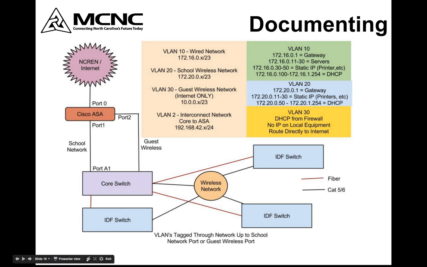When we assign a VLAN, you'll notice here VLAN 10 is 172.16.0.1 is the gateway. That IP address is on our core switch. VLAN 20, 172.20.0.1 is on our core switch as well. So that switch has two different IP addresses. That's perfectly fine. They're on different VLANs. Now here, you'll notice that we're doing a /23 for our wired network as well as our wireless networks. Why a /23? Well, we've talked about having a lot of different computers on our network. Well, here we would be using 172.16.0.whatever through 172.16.1.254.